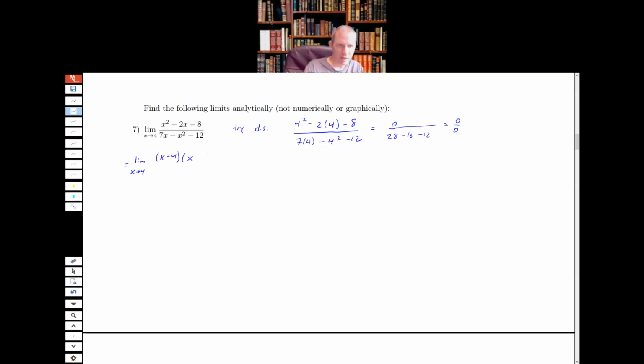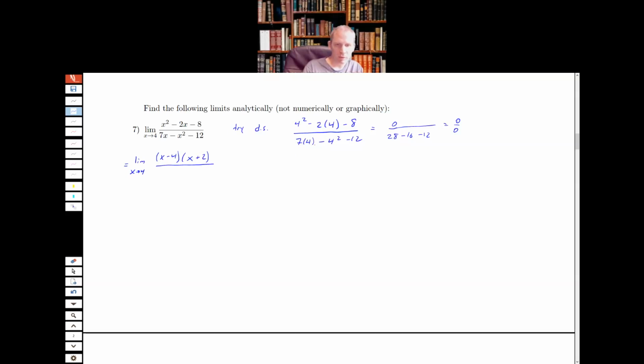So when I go to factor this, to get an x squared, I have to have an x. To get a negative 8, I have to multiply a negative 4 by a positive 2. If it does factor, this is the only way it can factor. So I double check it. X squared plus 2x minus 4x gives me the negative 2x, and then negative 4 times 2 gives me the negative 8. So that is how it factors.